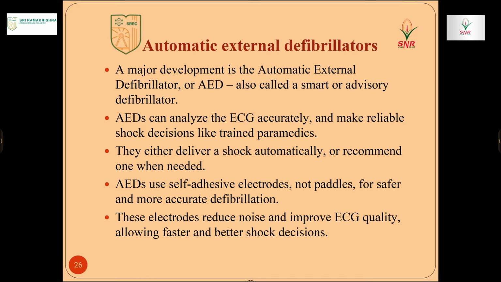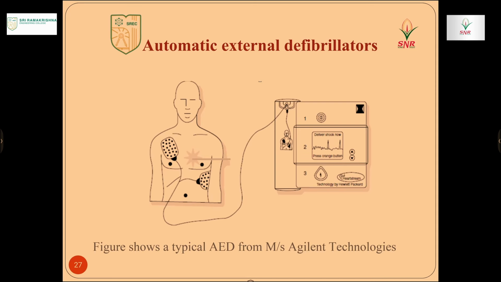And the second one is the automatic external defibrillator. Instead of being operated by a physician, it automatically delivers energy to the heart. The device is called an automatic external defibrillator, also called a smart or advisory defibrillator. This device can analyze the ECG accurately and make a reliable shock decision like pretrained paramedics. So it can deliver a shock automatically or recommend one whenever needed. It uses self-adhesive electrodes, not paddles, for safer and more accurate defibrillation. These electrodes reduce noise and improve the ECG quality, allowing faster and better shock decisions. So this is the automatic external defibrillator.